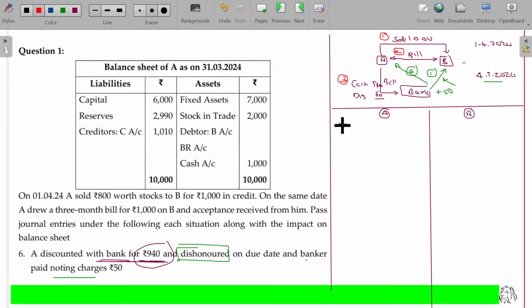Number one. B account debit to sales, the value being 1,000. Second entry being bills receivable account debit to B account, the value being 1,000.